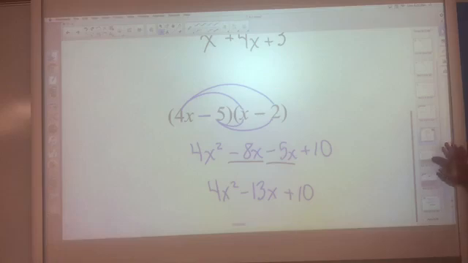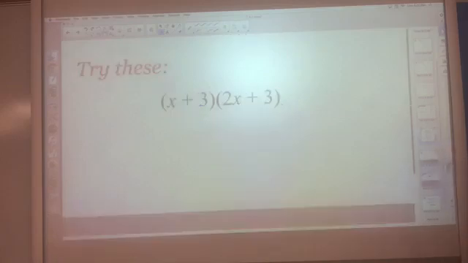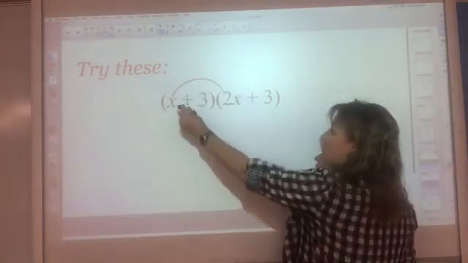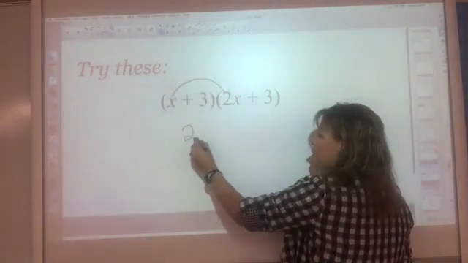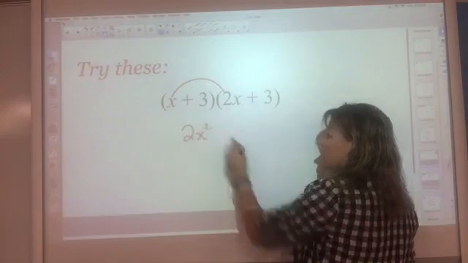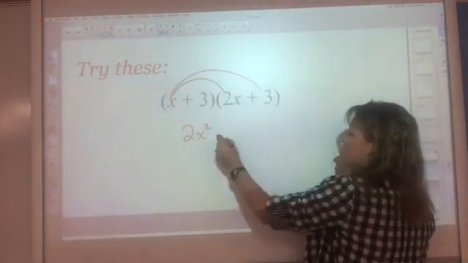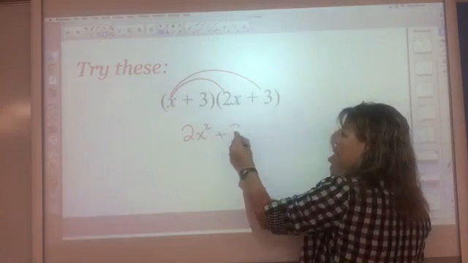Just a couple more examples to point out any other mistakes or flaws you might have here. Write this one down: x plus 3 times 2x plus 3. We're going to do the first. x times 2x is 2x squared. Then we'll work with the outside numbers. This time we're working with all positives.